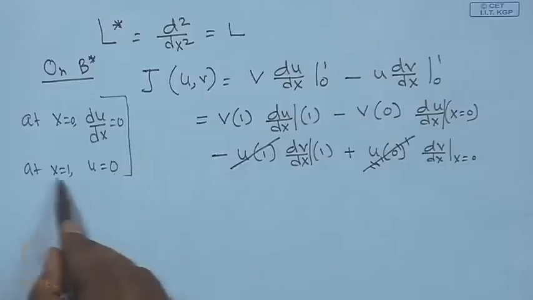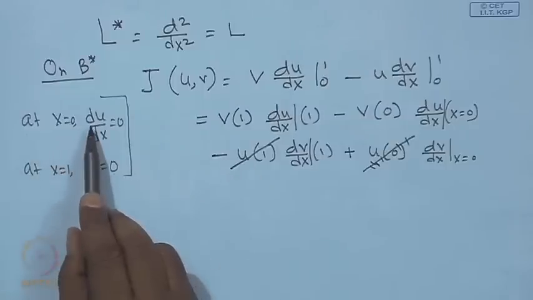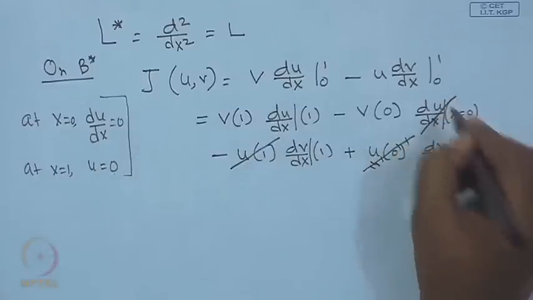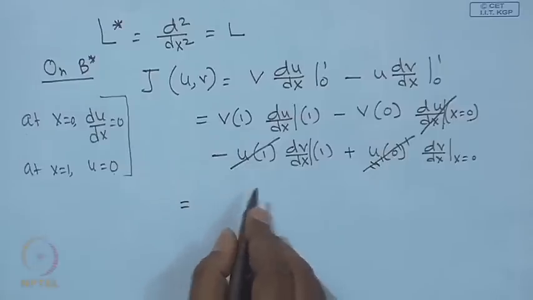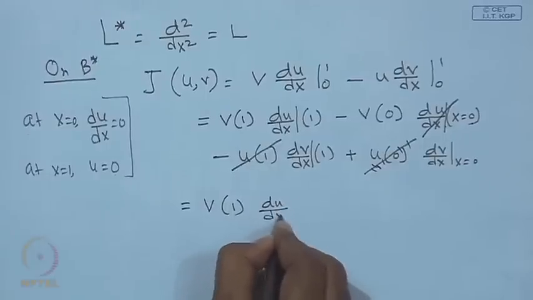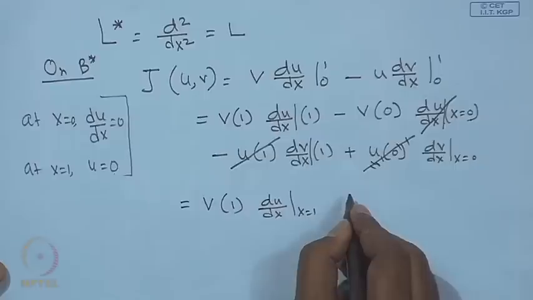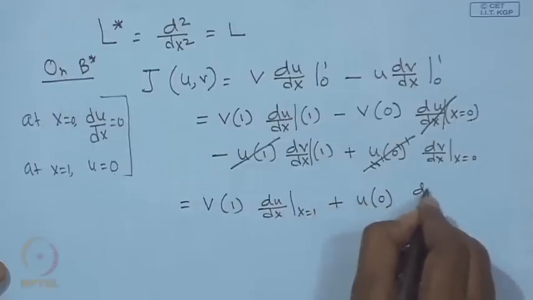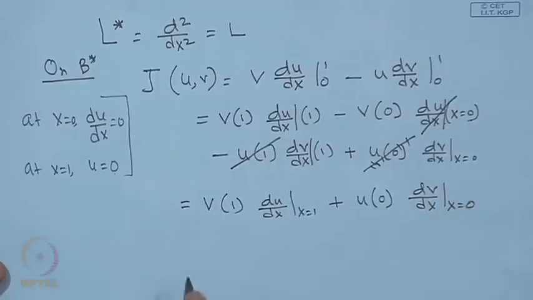Because at x equal to 1, u is equal to 0, and at x equal to 0, du/dx is equal to 0. We cut this off. So what is remaining of the bilinear concomitant term is v at 1 times du/dx evaluated at x equal to 1, plus u at 0 times dv/dx evaluated at x equal to 0.